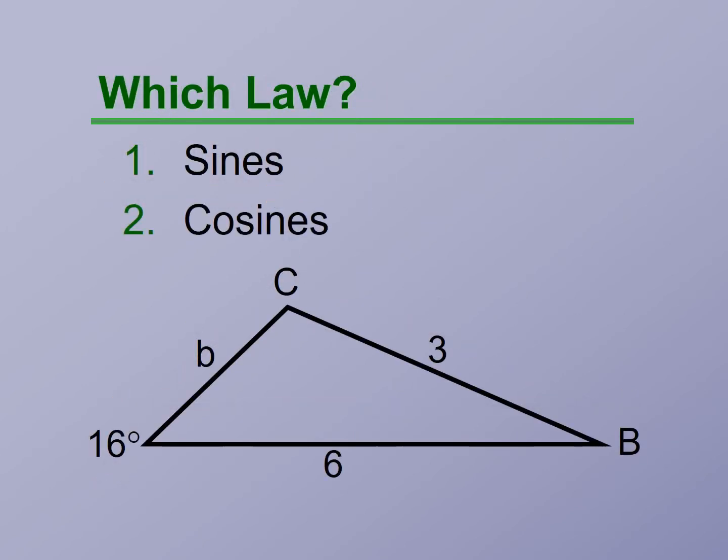Looking at this triangle, decide if you would use the law of sines or the law of cosines. You should have picked the law of sines because you are given one of the ratios. Notice that the angle 16 is across from the given side 3. So you're given a side and the opposite angle, which means you should use the law of sines. For the next one, you are not given a corresponding side with a corresponding angle, which means you would have to use the law of cosines.